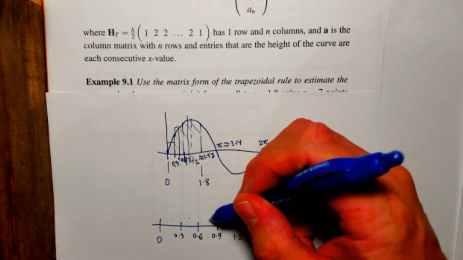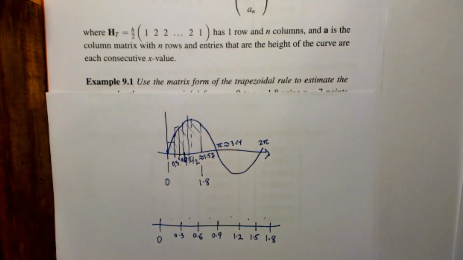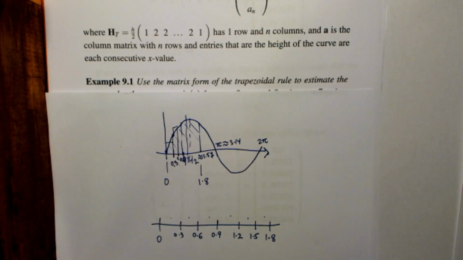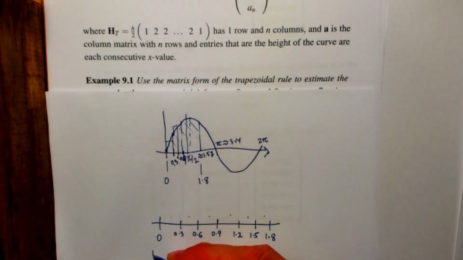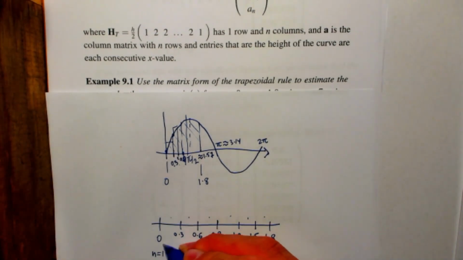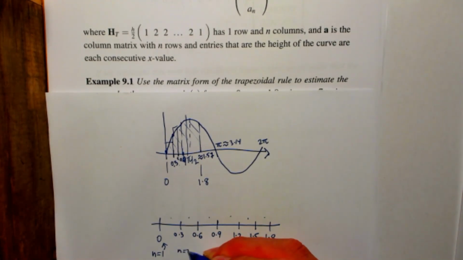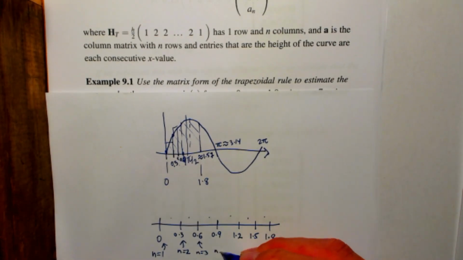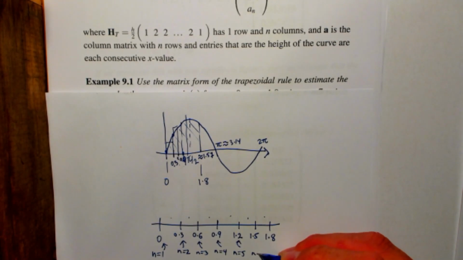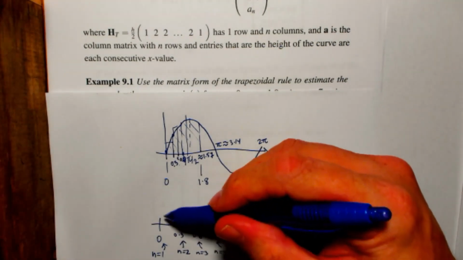So 1, 2, 3, 4, 5, 6, but n is 7. So this would be n equals 1 right there. N equals 2 corresponds to this. N equals 3 to that. N equals 4 to that. N equals 5, this one. N equals 6 here, and n equals 7 there, right?